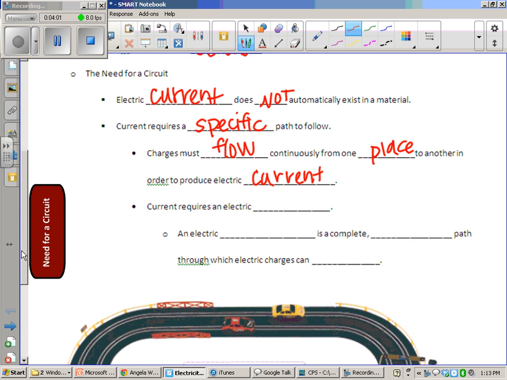So current requires an electric circuit. An electric circuit is a complete, unbroken path through which electric charges can flow.